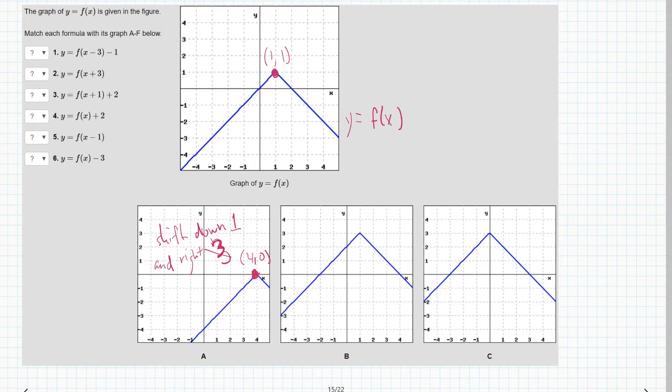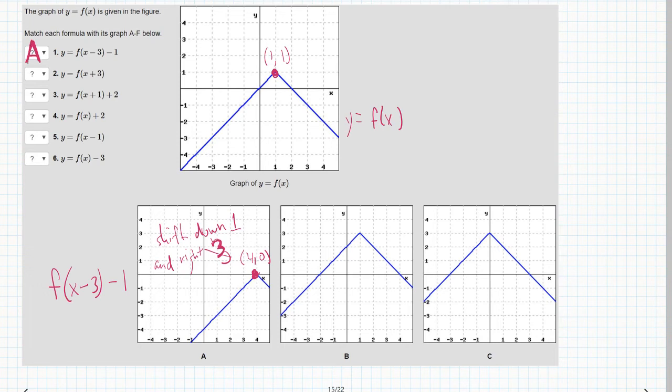Okay, so in order to do that, what do we do? Well, the shift that's horizontal goes inside the f, and the shift that's down just goes outside as a -1. Now to the right, it's kind of tricky. Usually you'd think positive, but it is actually a negative. So you go f of x minus 3, minus 1, and hopefully that appears in our list, and it does. So A is this one right here.